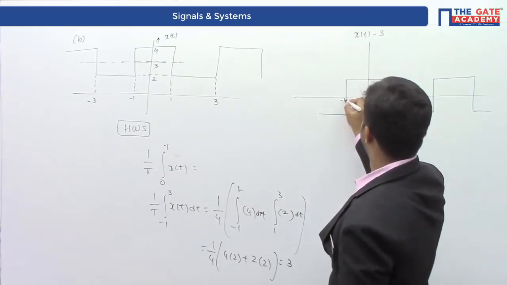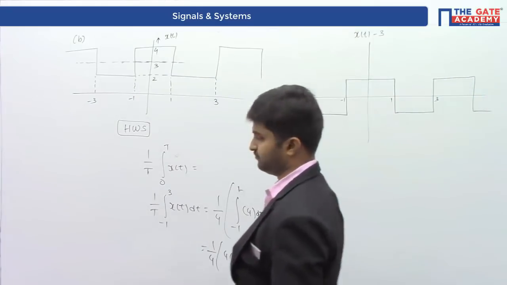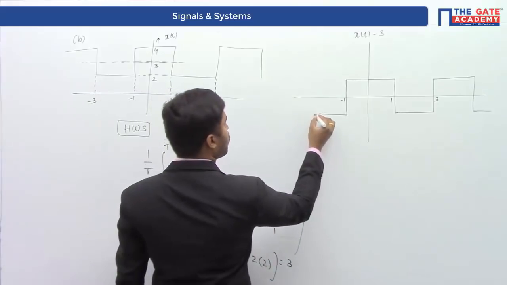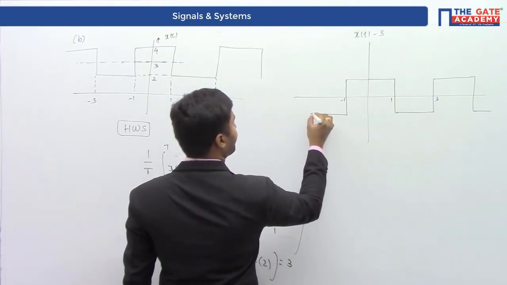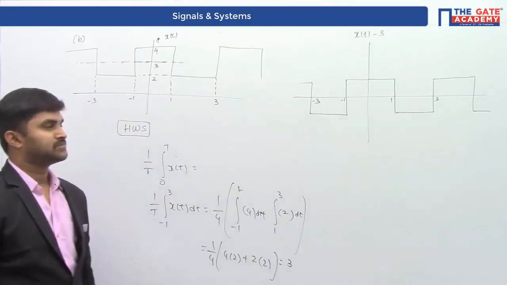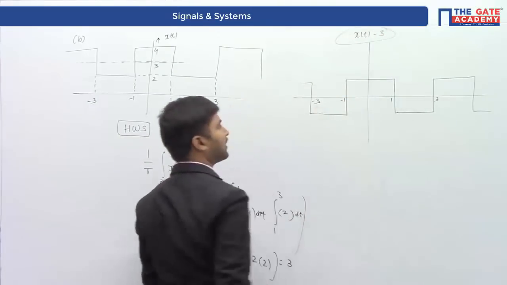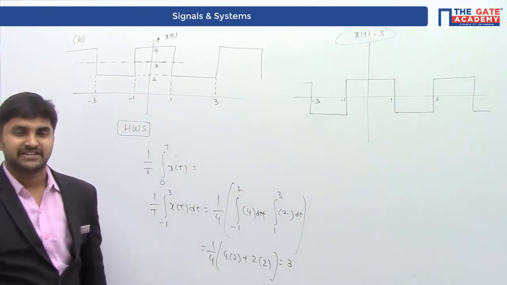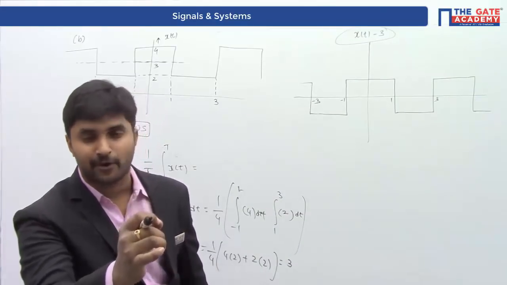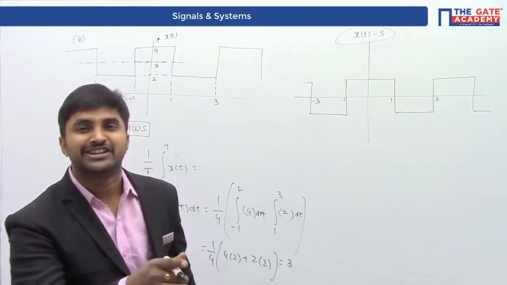So from -1 to 1 and then from 1 to 3. Right, so this is the signal that we are having. I've removed the DC component from the signal. Remember always, whenever we are checking the half wave symmetry, which is a very important concept, you should always remove the DC component from the signal.